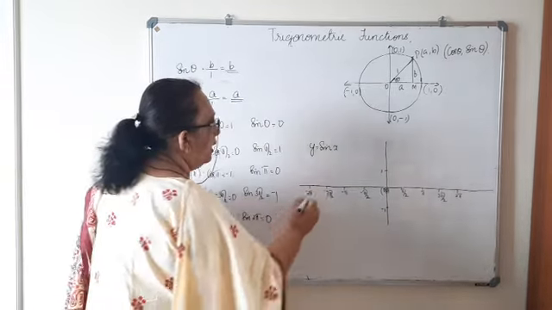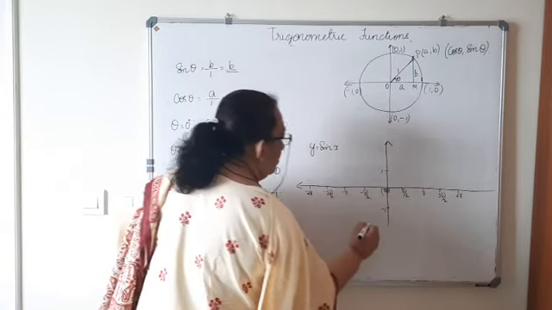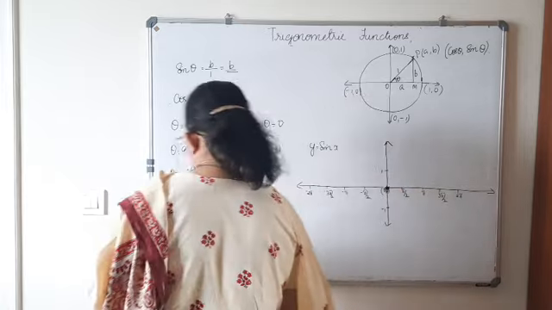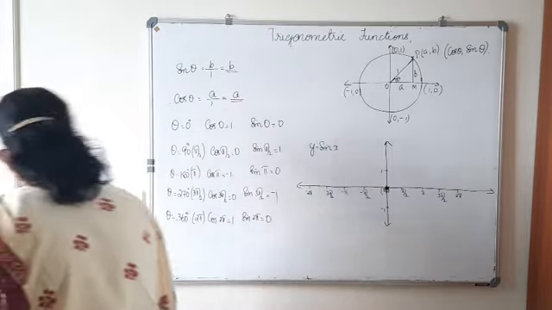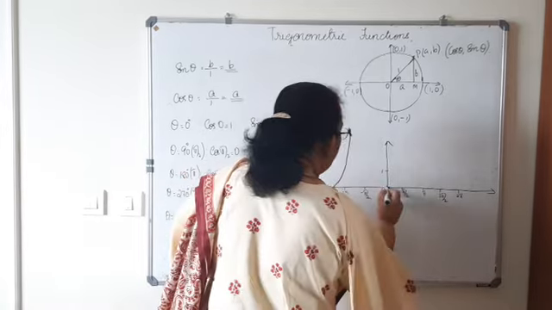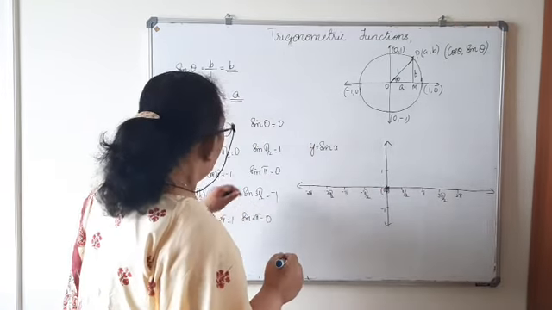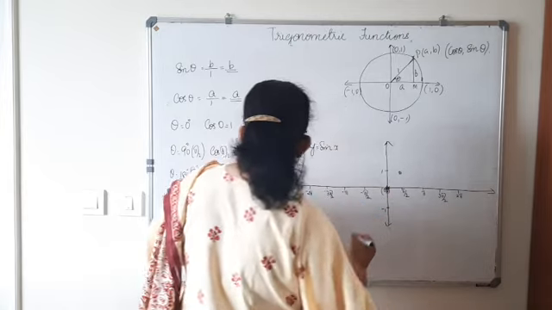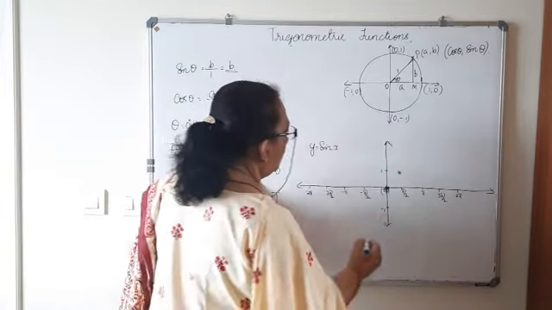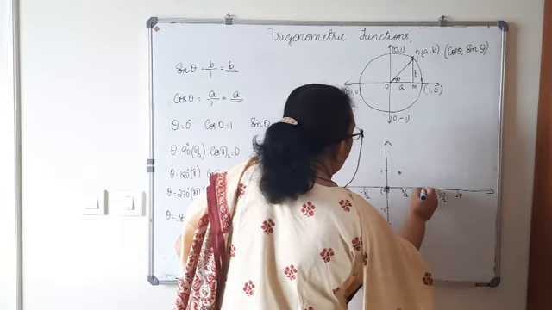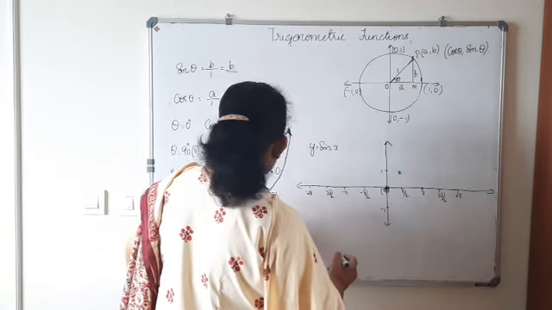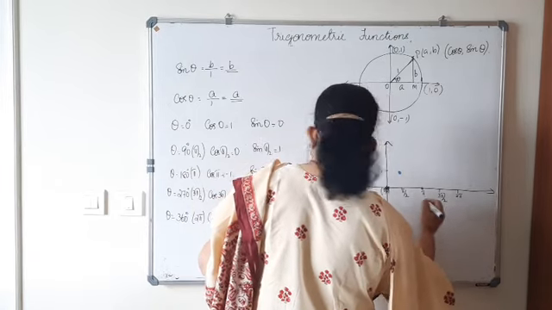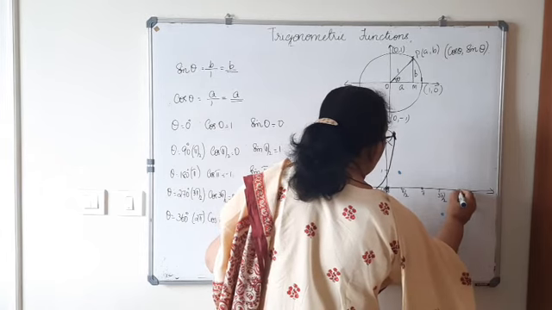Sin 0 is equal to 0. Sin pi by 2 is equal to 1. Sin pi is equal to 0. Sin 3 pi by 2 is equal to minus 1. Sin 2 pi is equal to 0.